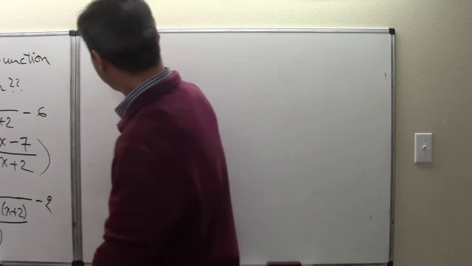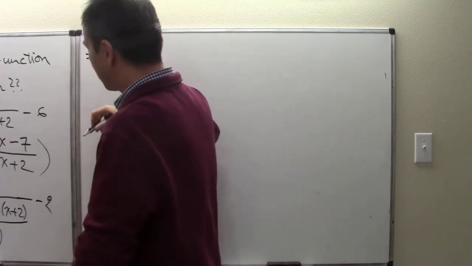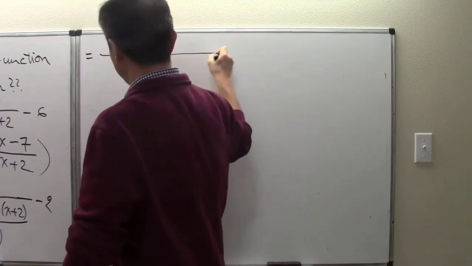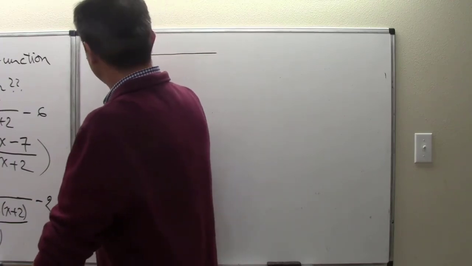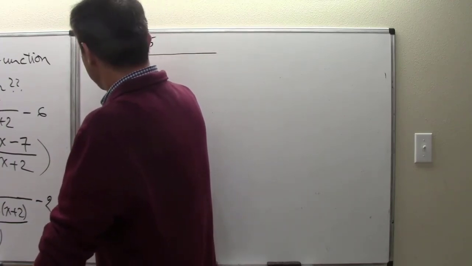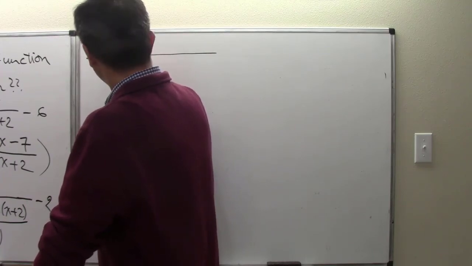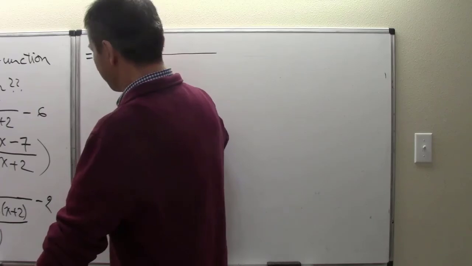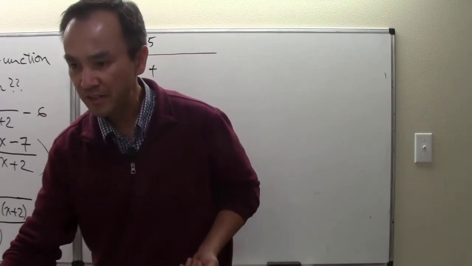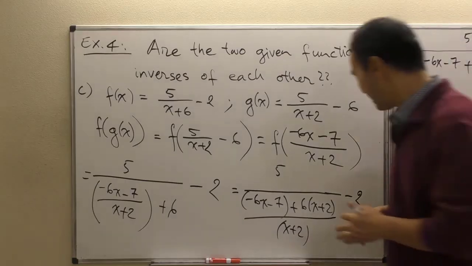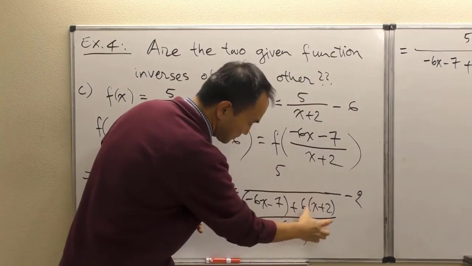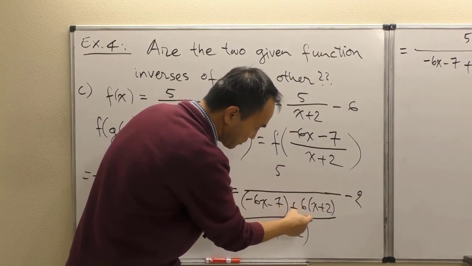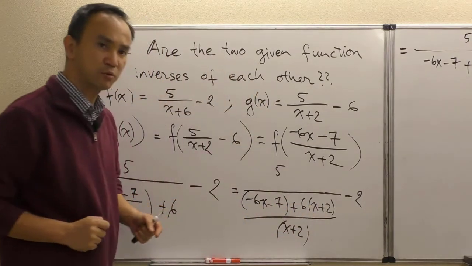All right, so in my next step, carrying over from the previous work, now it's 5 over, and then 6 minus 6x minus 7. There's no need for the parentheses now, so I can take them away. From my previous step, in this numerator, I can distribute that 6 to each term of the x plus 2 like that.